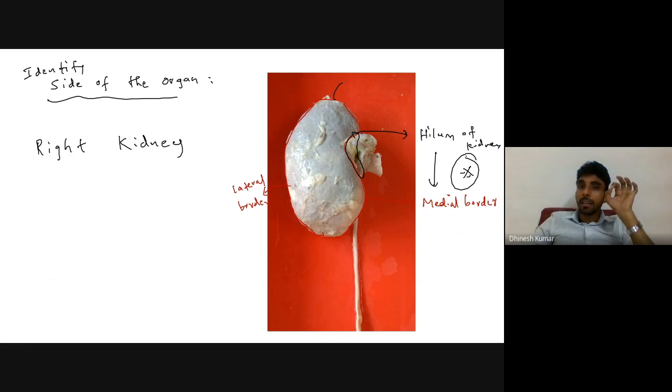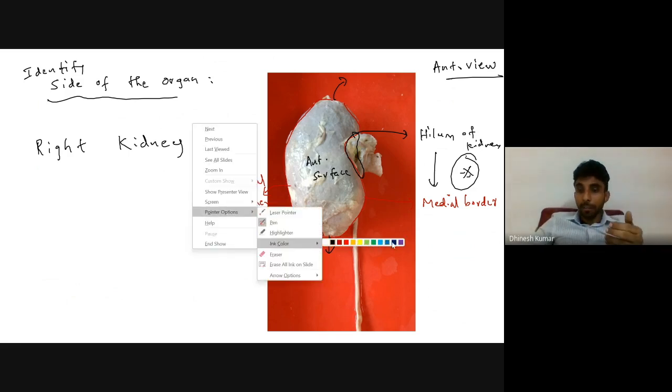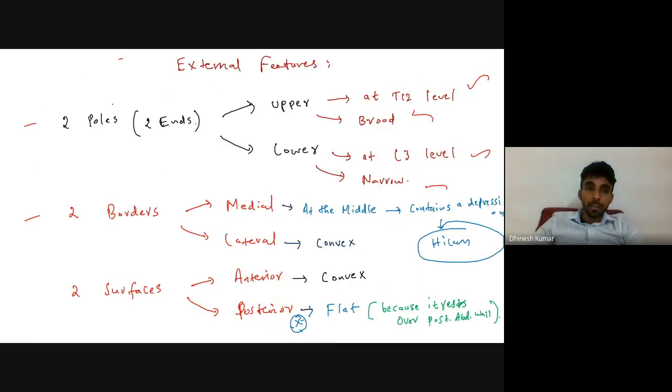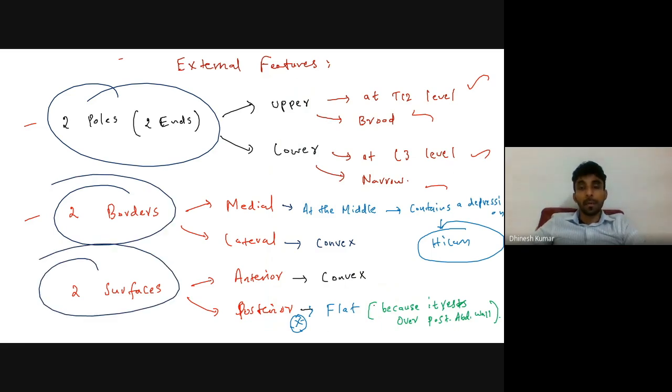This is the upper pole and this is the lower pole of the kidney. Actually, this is the anterior view of the right kidney. Why am I saying this is the anterior surface? Because it is convex. The posterior surface will be flat. These are the points for identifying the side of the kidney. Just now I told you the two poles, the two borders, and the two surfaces. The anterior surface is convex, and the posterior surface is flat because it is resting over the posterior abdominal wall.